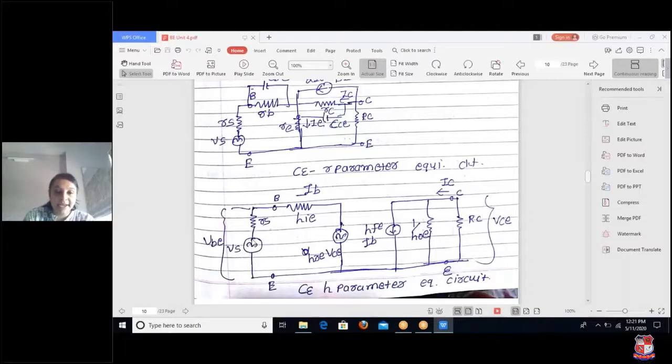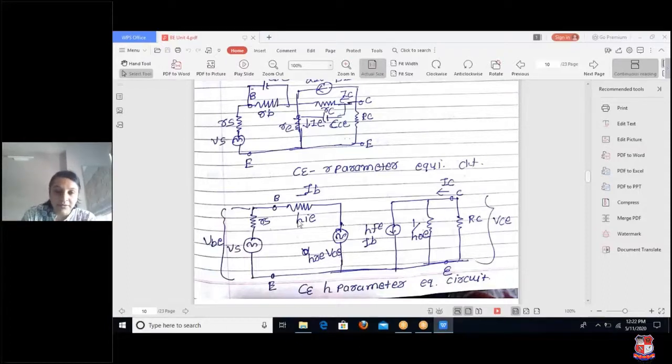So first we put the Vs in series with the source resistance Rs, right? In series, one resistance is connected. This resistance is known as the input resistance, which is considered as H, I for input, E for emitter configuration, HIE. Okay. In series with the voltage source, which is known as HRE into VCE. What is HRE? It is your reverse voltage. VCE, here VCE is your output voltage.